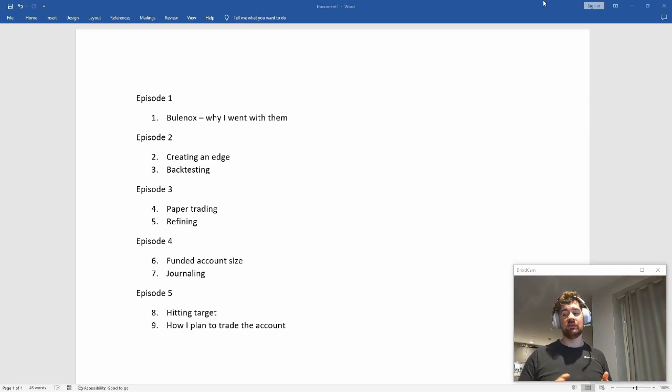Second reason is I don't want the edge to disappear. I don't think it would disappear overnight, and that might be a really poor way to look at things. But there is always that possibility.